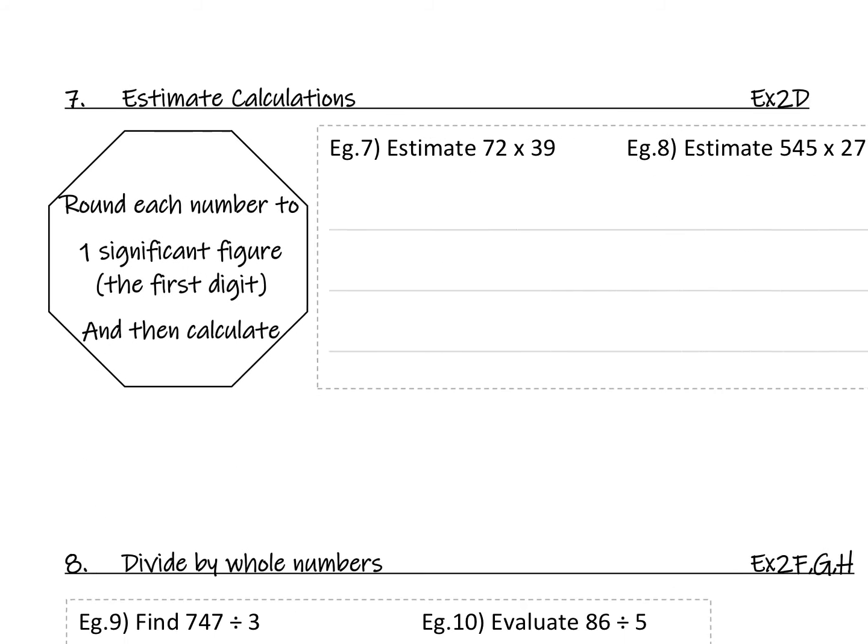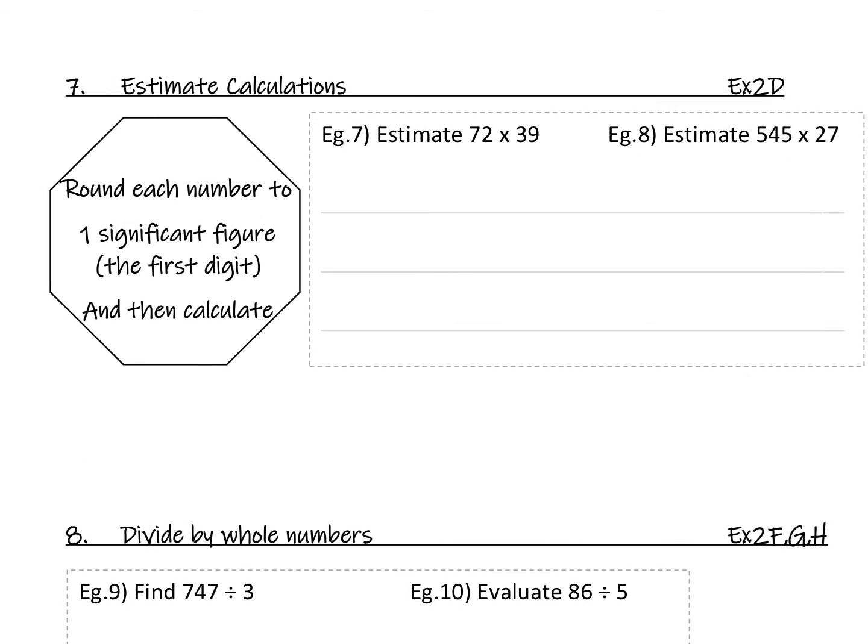So to estimate calculations, what we first have to do is look at each number in the calculation and round each number to one significant figure. Just a fancy way of saying round to wherever the first digit is in the number. Once you've done the rounding, you then calculate. Pause the video and have a go at example 7 and 8.